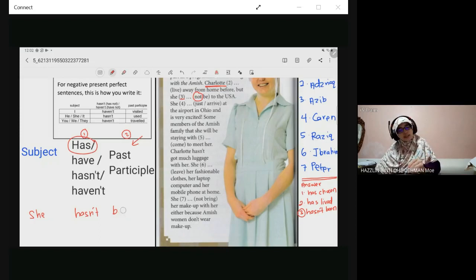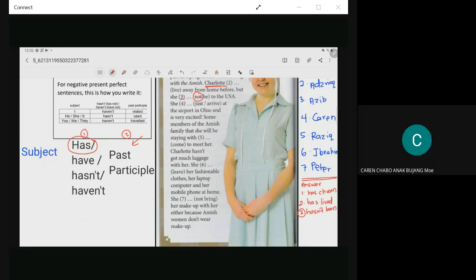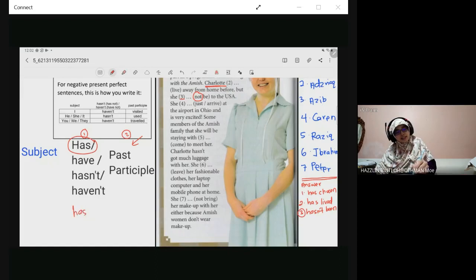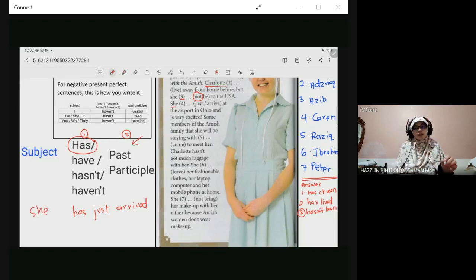Okay, next. Karen, what is your answer? Has just arrived. Very good. Again, the subject is she. The subject is singular, so you have to use has. And then there's an extra word there, just. So you put it after has. So has just arrived. Arrived is the past participle of arrive. Very good. Has just arrived.